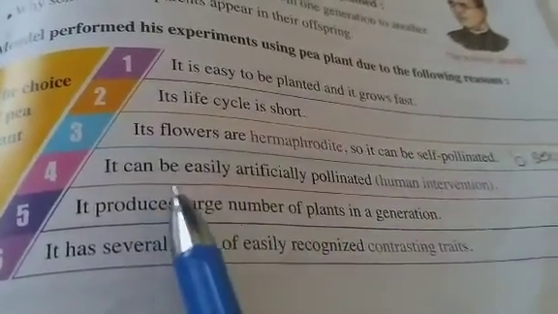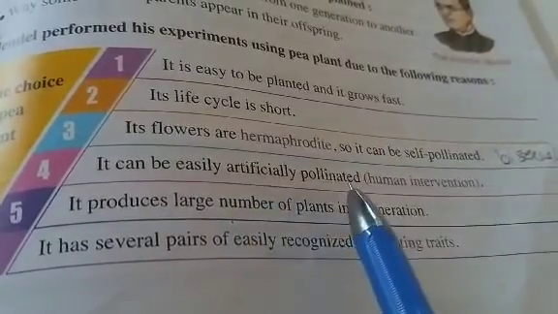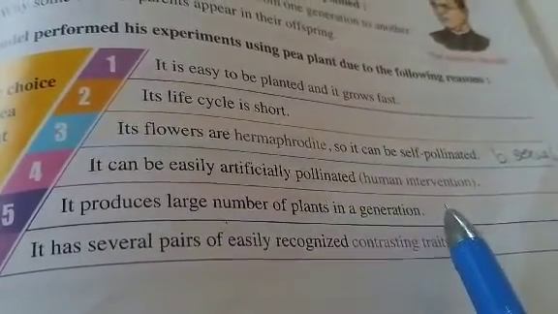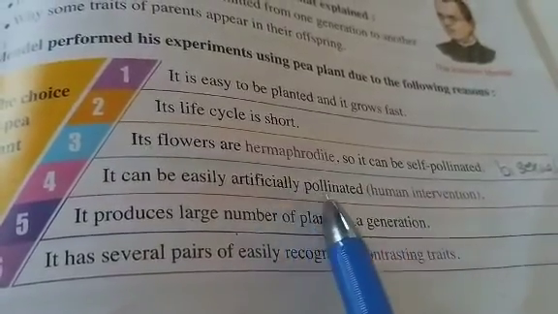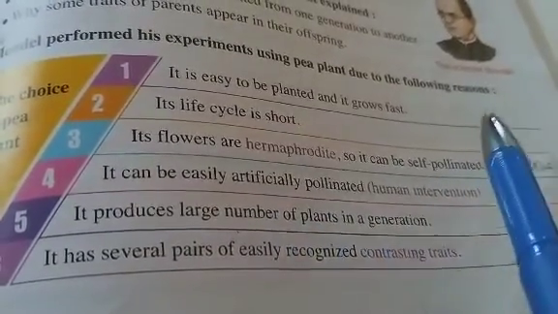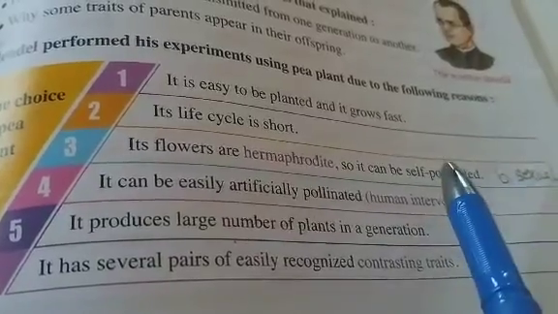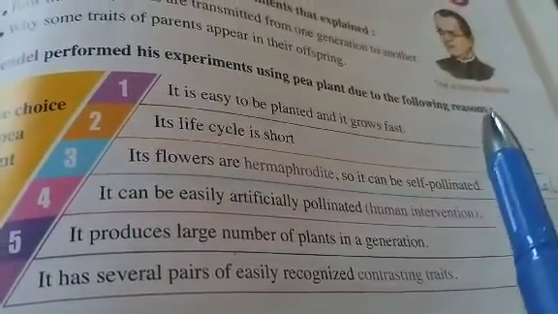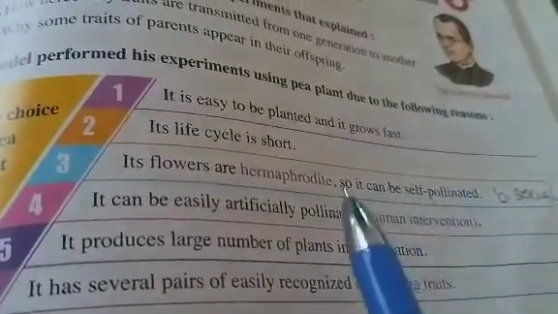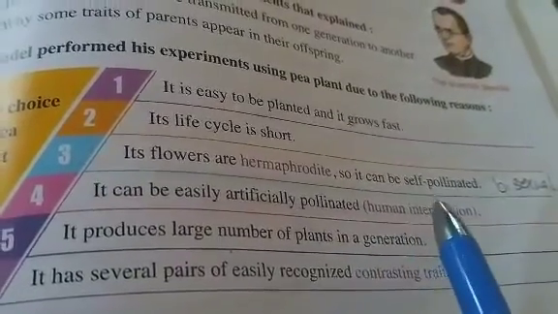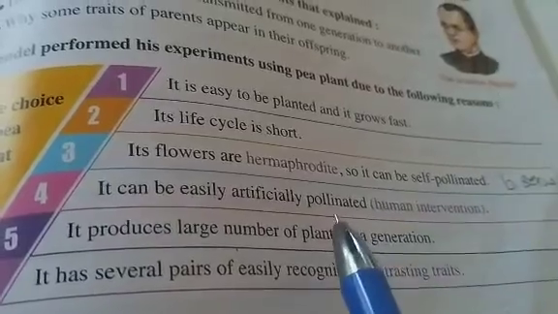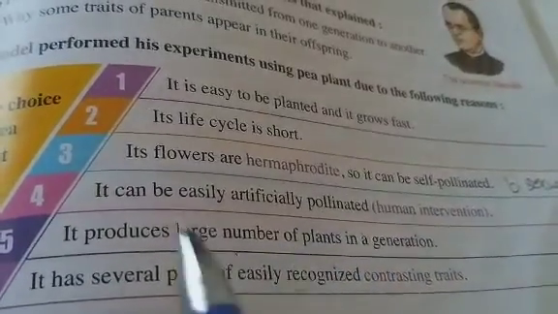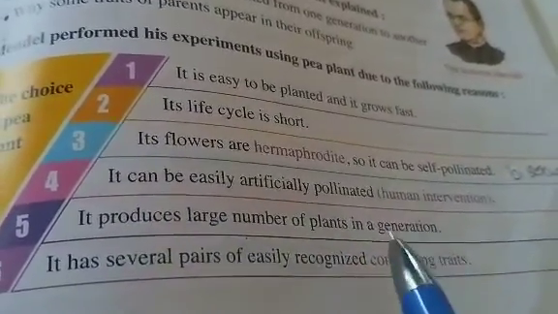Number 4, it can be easily artificially pollinated. Human intervention. What is the meaning of human intervention? Artificially pollinated. He can pollinate the flower by himself, by many methods. He does not only wait for the self-pollination of the flowers; he can make the pollination of the flowers of this plant. So it can be easily artificially pollinated.